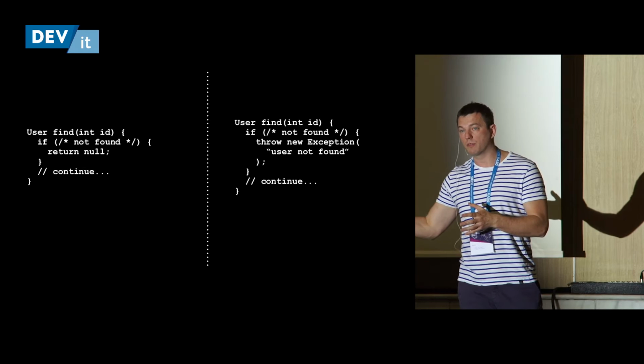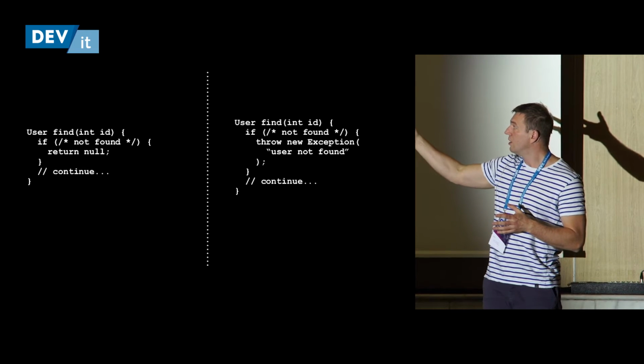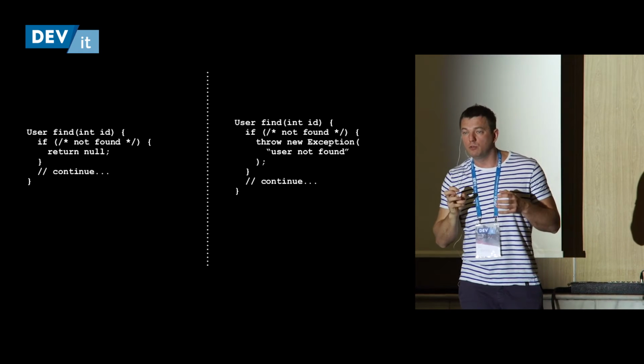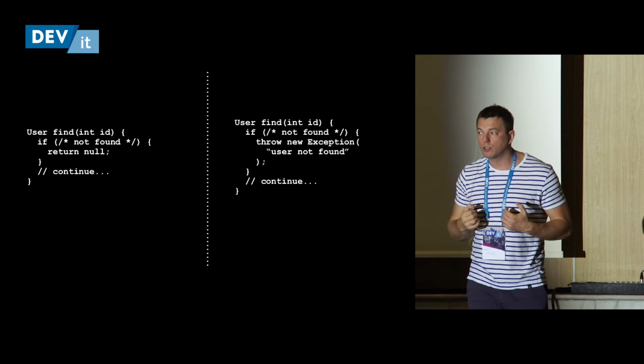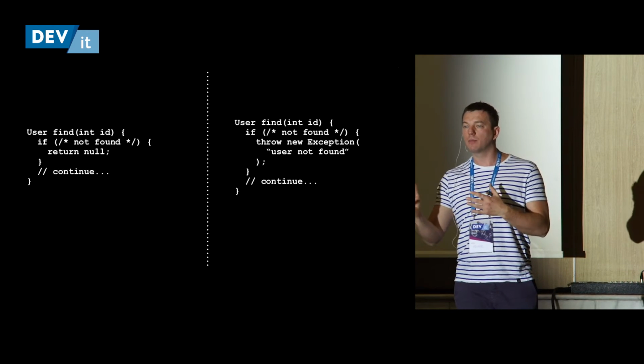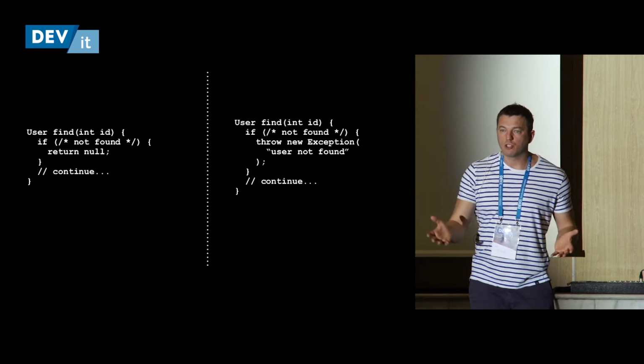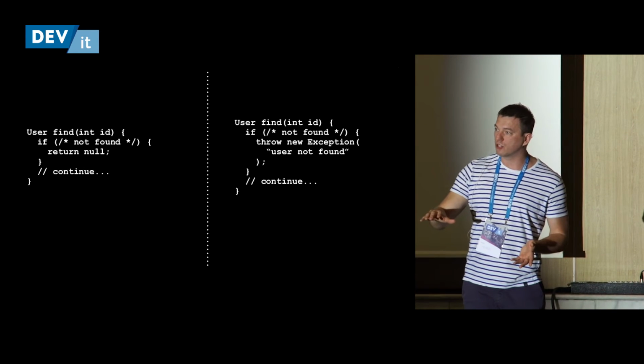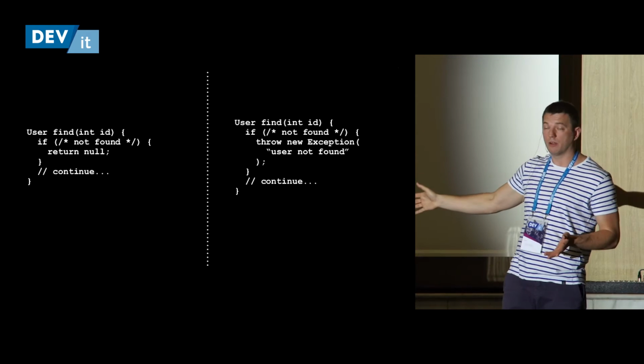Again, it's a fail-safe approach. Because in this case, we're trying to be polite and give you at least something. You ask me for the user, I'm going to give you at least something. And then it's up to you what to do with it. Try to check whether it's null, and then you make a decision. On the right side is a fail-fast approach.